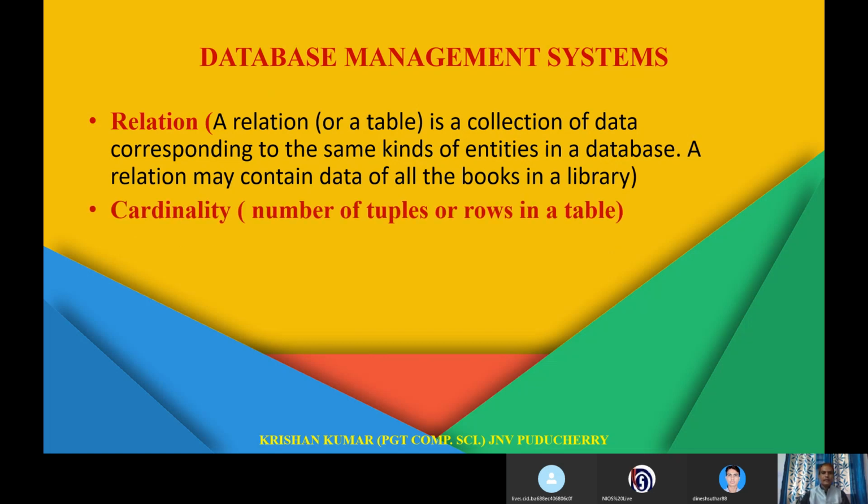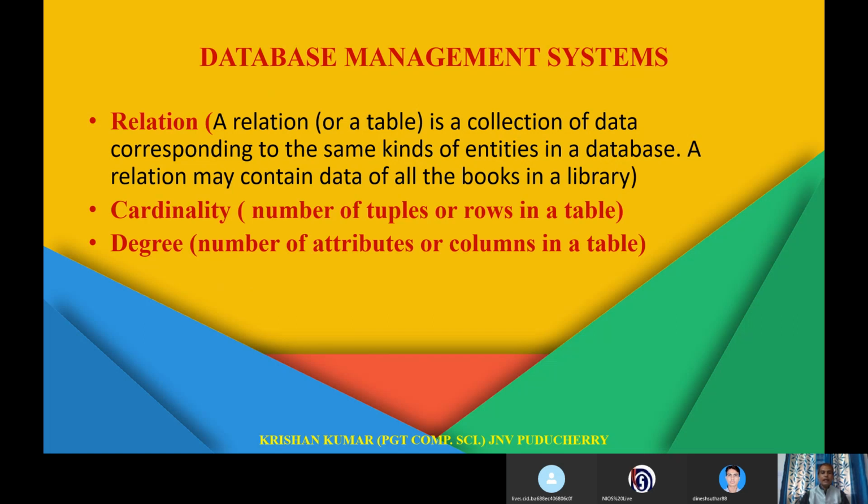Now, cardinality and degree. These two terms are most important. The number of tuples or rows in a table is called its cardinality, and the number of attributes or columns in a table is called the degree. We'll see with a diagram also in next slides. So we just have to understand the number of columns is called the degree, and the number of rows in a table is called the cardinality.